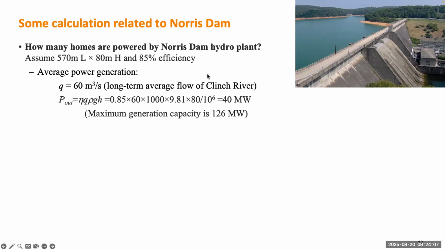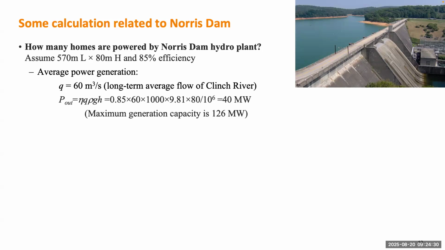Then we can plug everything into the formula. So we have a power output equal to the efficiency eta multiplied by Q, and then the density of water, the gravity g, and the height. So we get 14 megawatt. The 40 megawatt is about a third of the maximal generation of this power plant.